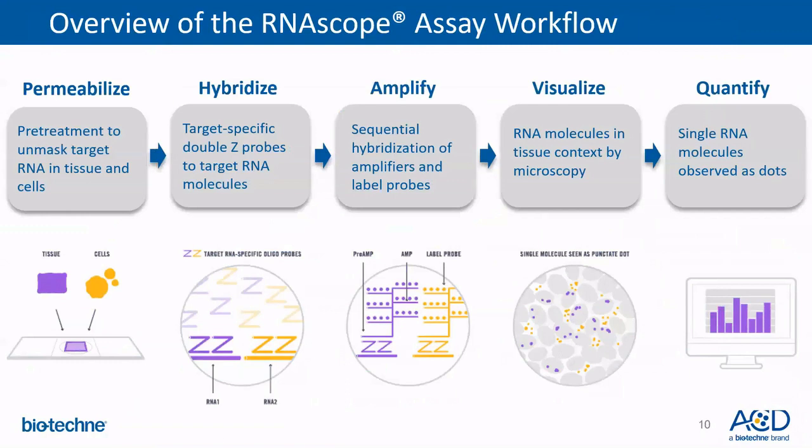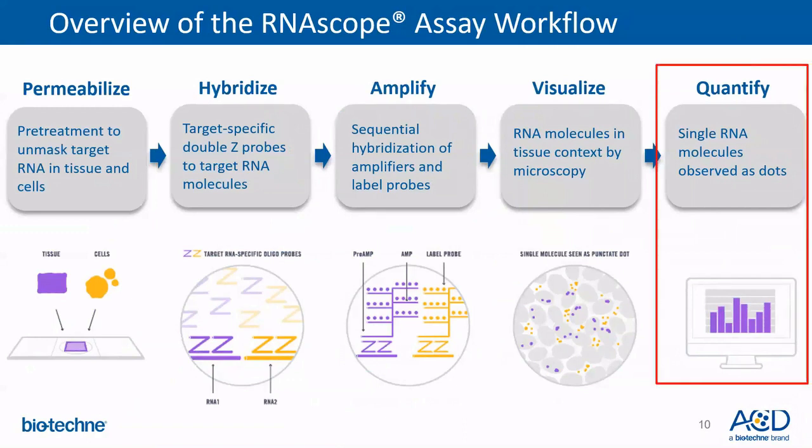Here's an overview of the RNAscope workflow. The methodology begins with permeabilizing the sample with a pretreatment kit, followed by probe hybridization and signal amplification described in the previous slide. At the end of the assay, RNA molecules can be visualized under the microscope as punctate dots, which can then be quantified. This last part of quantification is the part that we will be focusing on in today's webinar.